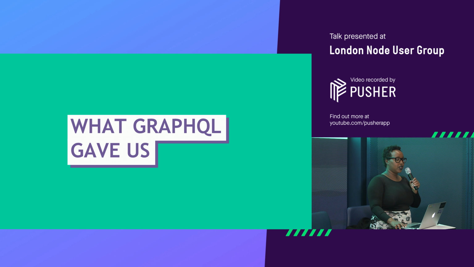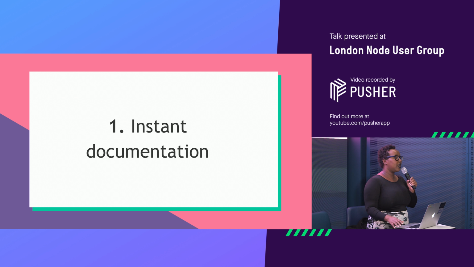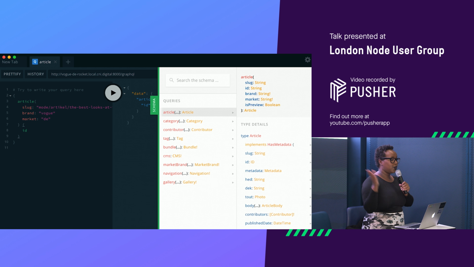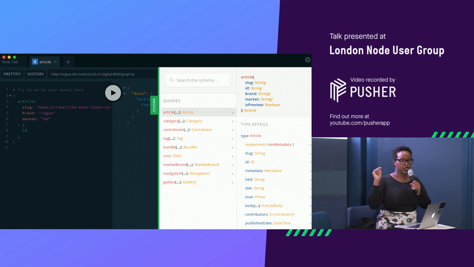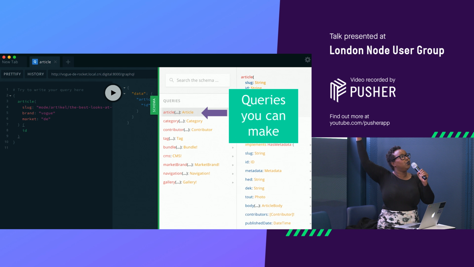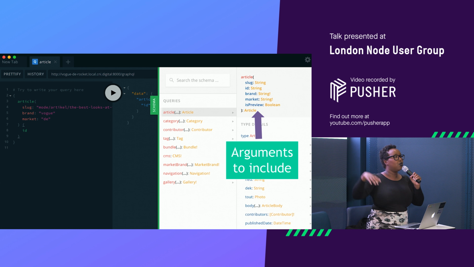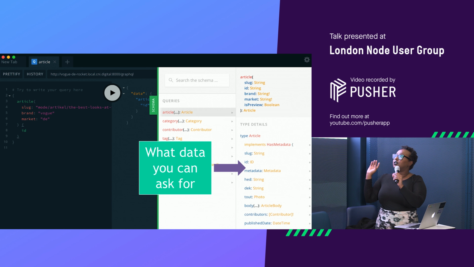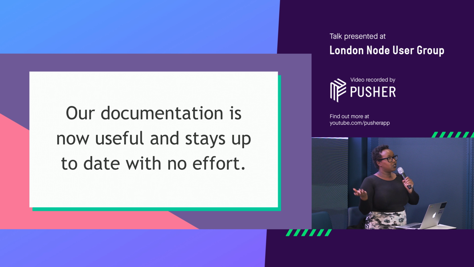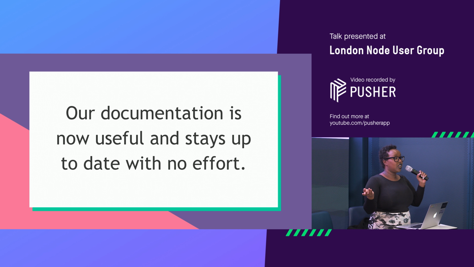So what did GraphQL give us? Firstly, it gave us instant documentation. This is a screenshot of another application you can use to query a GraphQL API. It's called GraphQL Playground. And you see here, this is how our schema looks. You can see clearly all the queries that you can make, all the arguments that the query requires and their types, and which ones are required and which ones are not. You can see all the data that you can fetch, so you can fetch one or more of those data. So now our documentation is actually useful. It stays up to date with no effort.